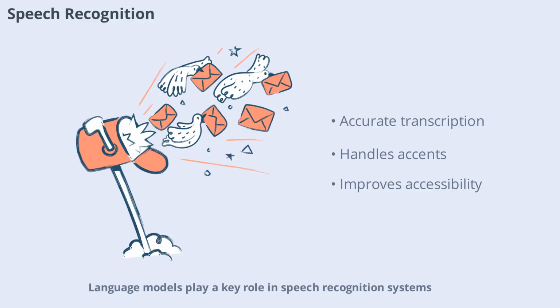Language models play a key role in speech recognition systems. When you use voice commands on your phone or dictate a message, these models help convert spoken words into text. They handle different accents, languages, and noisy environments, making voice interfaces more reliable. This technology is essential for accessibility, allowing people with disabilities to interact with devices more easily.